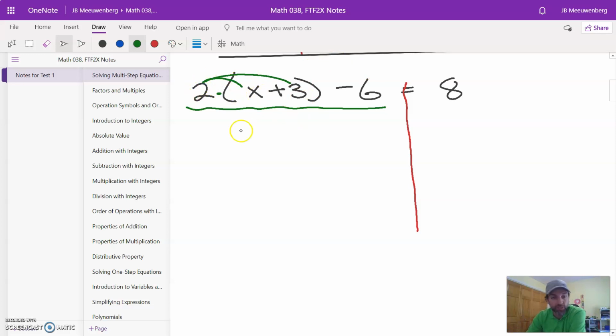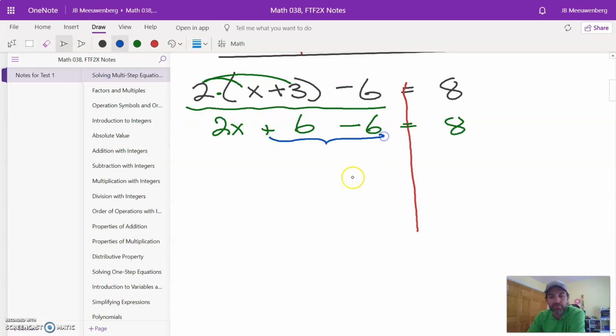So we distribute the 2 to get 2x plus 6. Right? We distribute here and here. 2 times x, 2 times 3. And then we bring everything else down because we didn't touch anything else. We just distributed. Still look at this left side and think about some simplification.